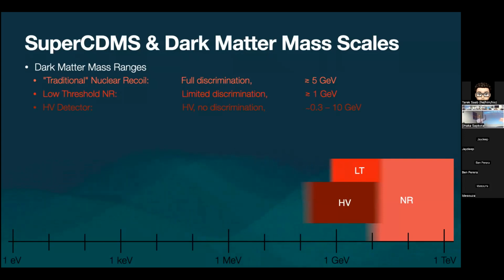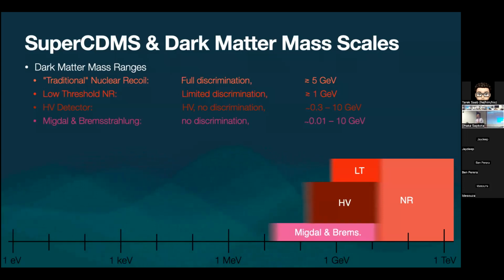The technique of amplifying the signal by applying a high voltage allows you effectively to lower your energy threshold and search for dark matter particles below a GeV. And this works down to something on the order of 100 MeV or so. Below that, you have to actually switch gears altogether.